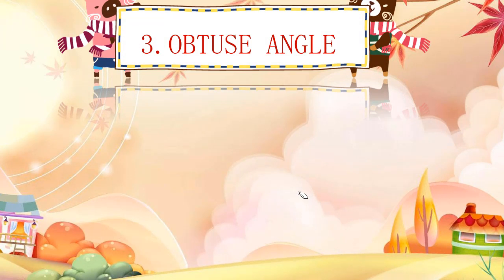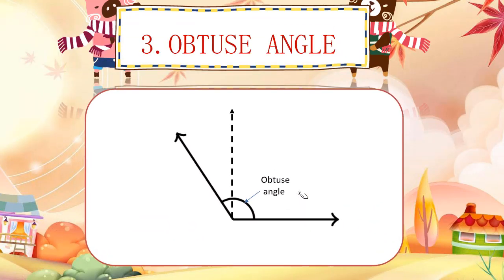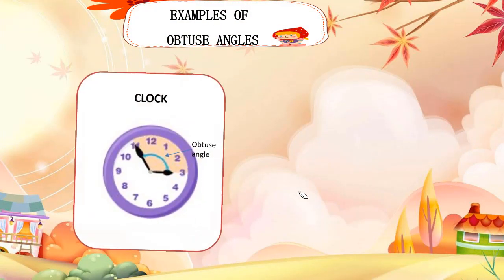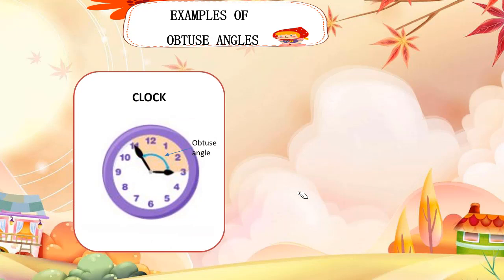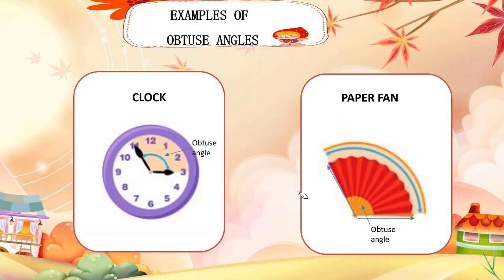The third type of angle that we're going to learn today is the obtuse angle. An obtuse angle is when the space between two straight lines is bigger than a right angle. So as you can see, the clock at 3:54 creates an obtuse angle, and also the side of the paper fan creates an obtuse angle.